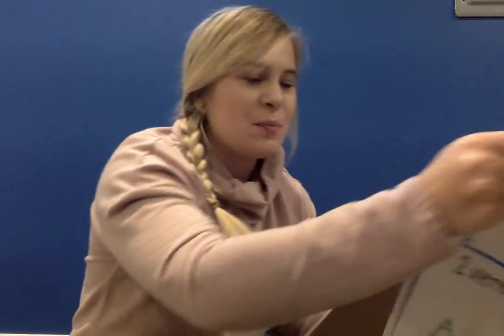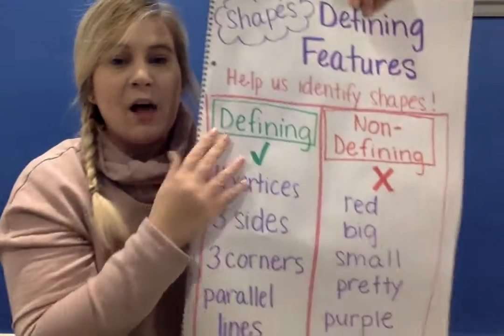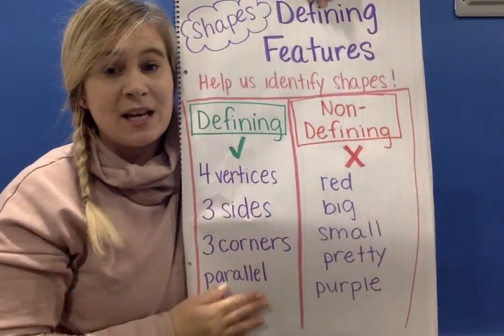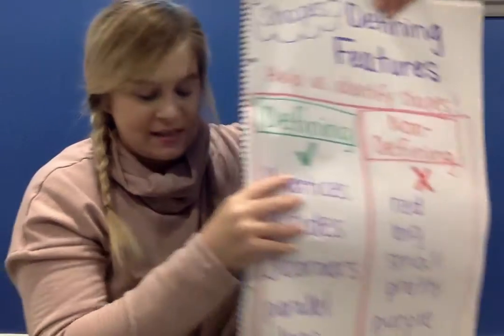Okay, we are going to practice looking at some defining features of shapes. Those are the ones that help us recognize or identify what kind of shape it is. So I have written some shapes on cards, and I'm going to mix them up, and I'm going to pick one. I'm going to tell you guys the defining features, and I want you to shout out what shape you think it is. Let me mix them up really good.